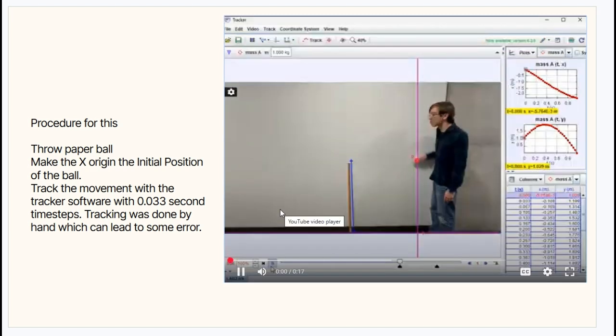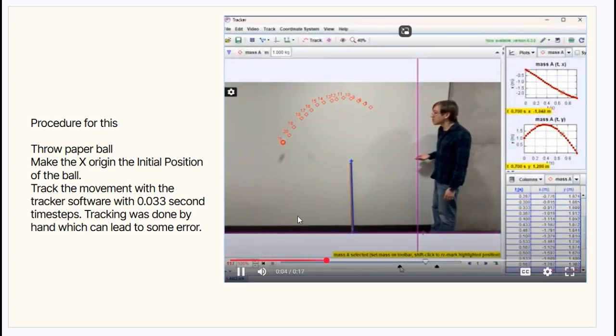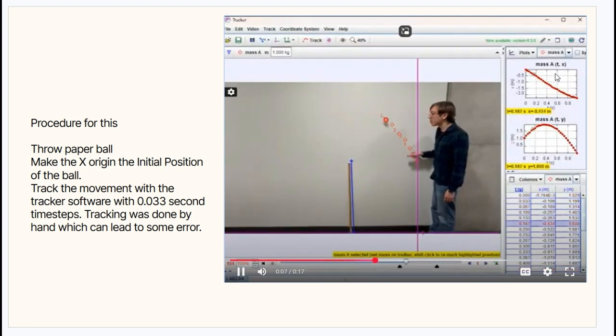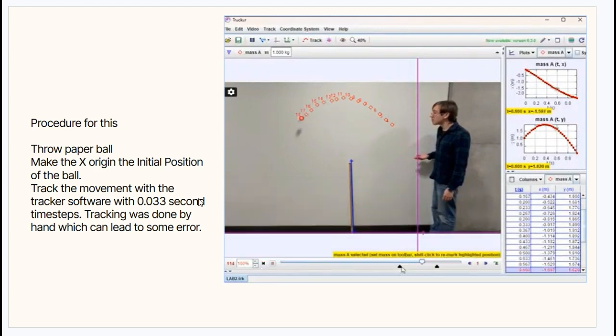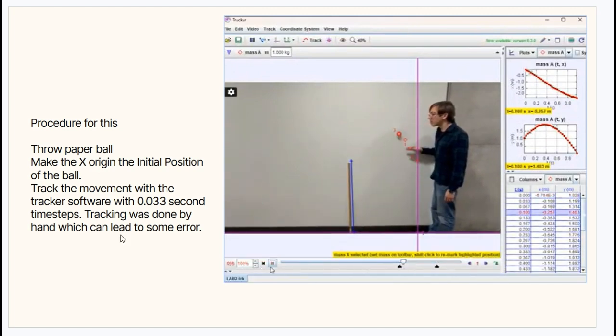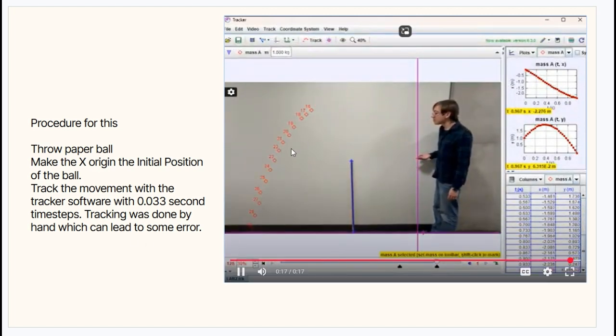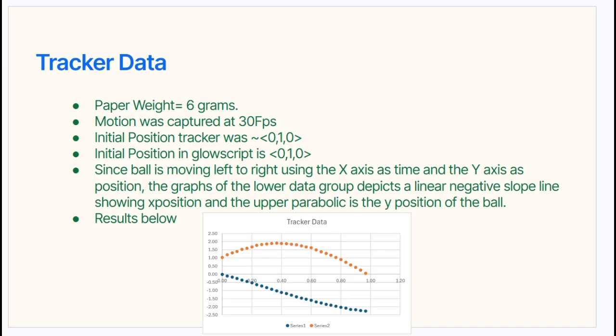As you can see in the video here, the tracker tracks its position as it goes across, starting at the X origin. We have our graphs being produced here and our position with a time step of 0.033 seconds. The tracking was done by hand, and sometimes it was a little bit hard to see, so that can be a source for some error. So it's good to keep that in mind when comparing graphs.